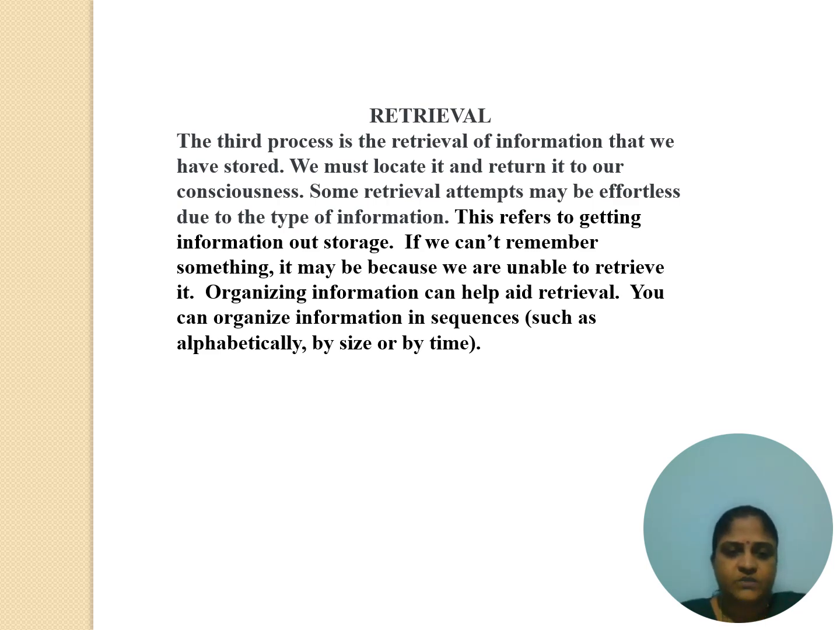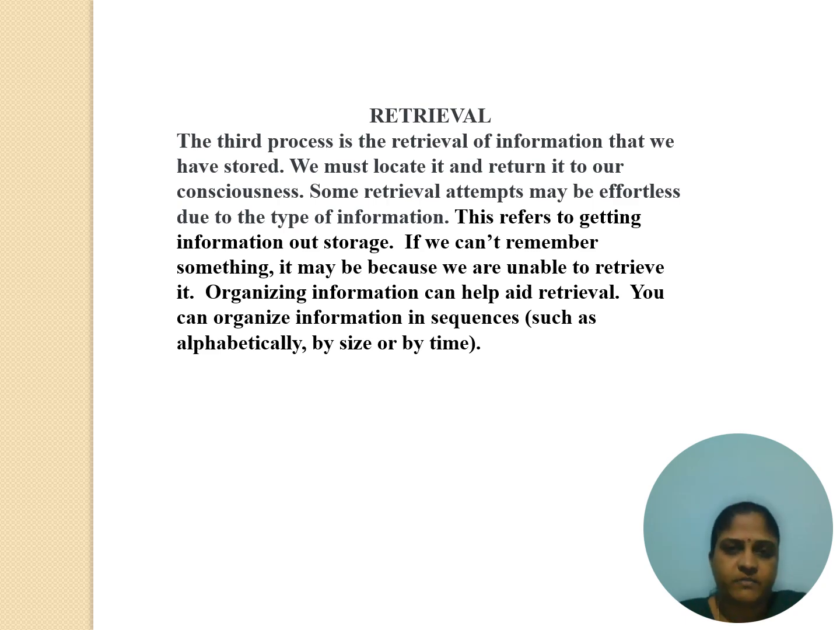So next is retrieval. Retrieval is the third process in memory. We locate and return to our consciousness the information or the stimuli that we stored in our past. It is retrieved later in our life. Okay, so of course we need some attempt. We have to think over for some time and then we retrieve the information. So this refers to getting information from our storage.